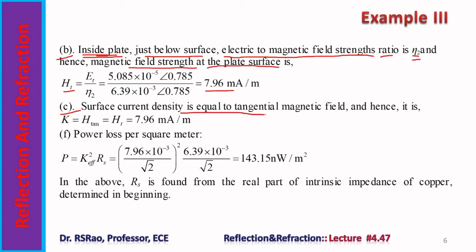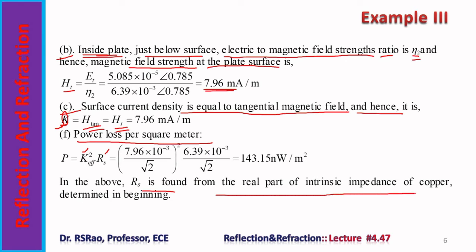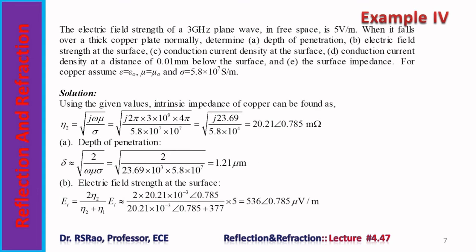Surface current density is equal to tangential magnetic field, so K is H tan. HT is already calculated as 7.96 milliamperes. Power loss per square meter is K effective squared, the RMS value squared, multiplied by RS. K is available here. RS is found from the real part of the intrinsic impedance of the copper, which we have already determined. Using that, one can find the effective RMS value. K is the amplitude, and 7.96 is the amplitude.